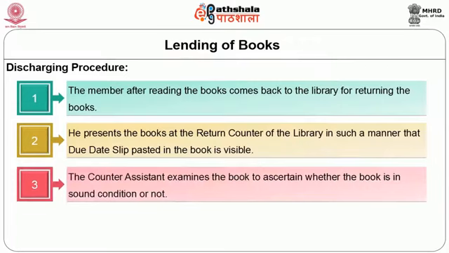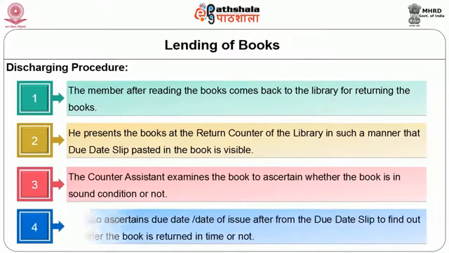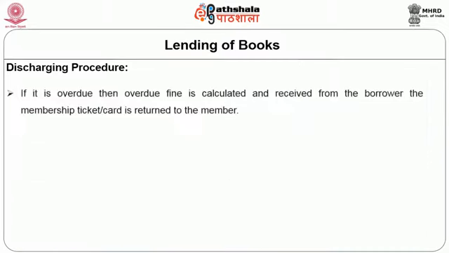The counter assistant examines the books to ascertain whether the book is in sound condition or not. He also ascertains the date of issue from the due date slip to find out whether the book is returned in time or not. If it is overdue, then the overdue fine is calculated and received from the borrower. The membership ticket card is returned to the member.